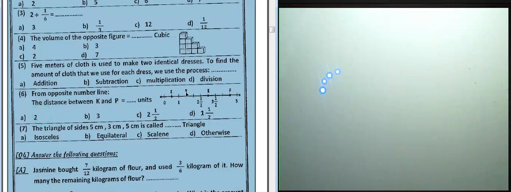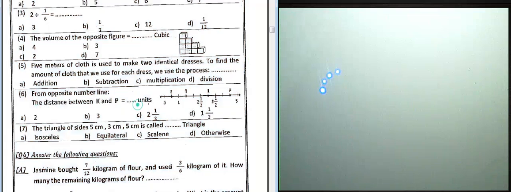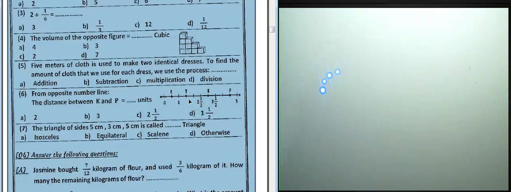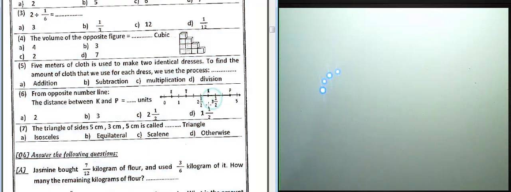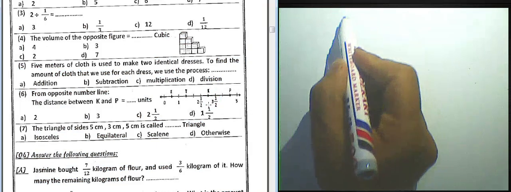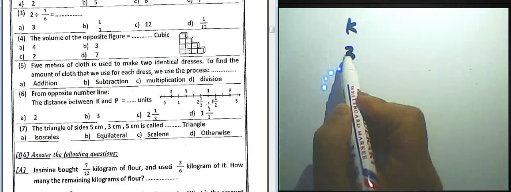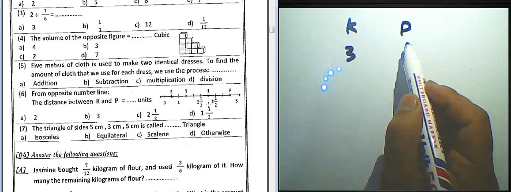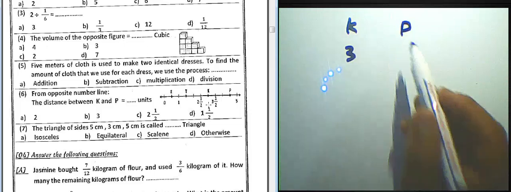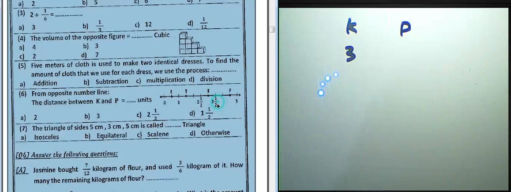Question 6. From the opposite number line, the distance between K and B is K and P. 0, half, count with me, okay? 0, half, 1, 1 and a half, 2, 2 and a half, 3, 3 and a half, 4, 4 and a half. K here will be 3, and B is 2, okay, here again 3 and a half, 4, 4 and a half.